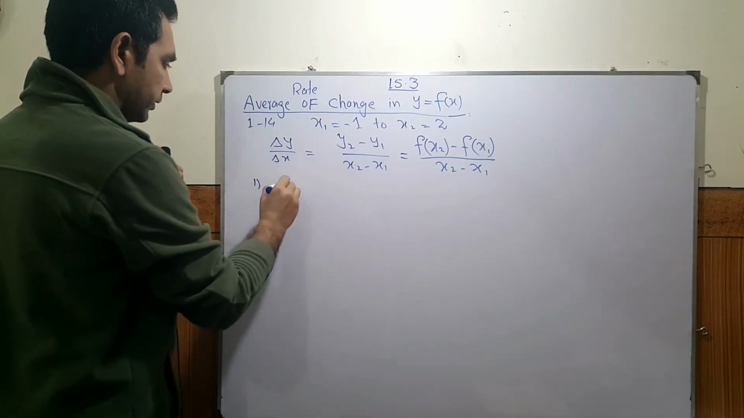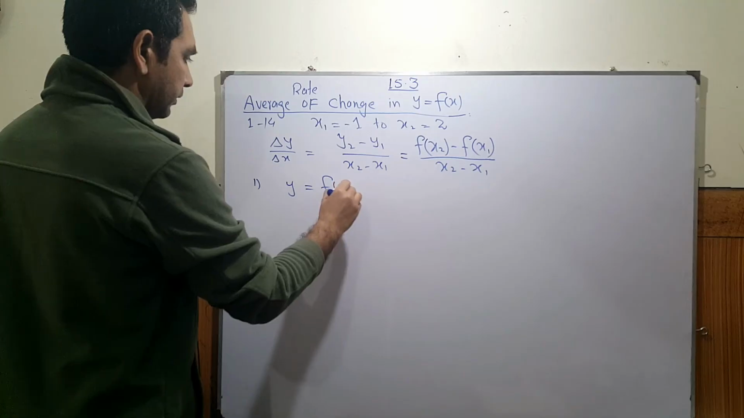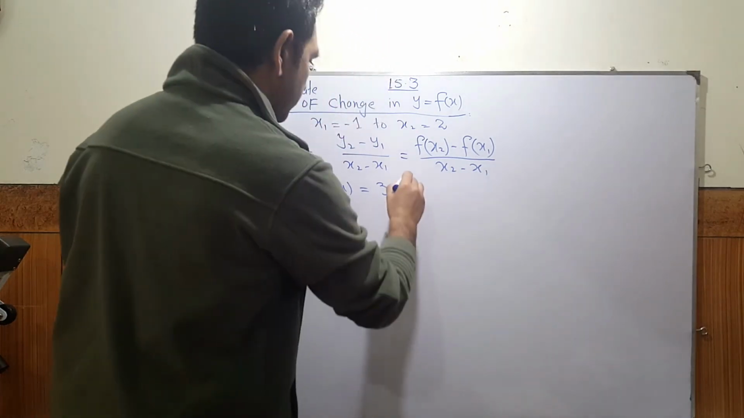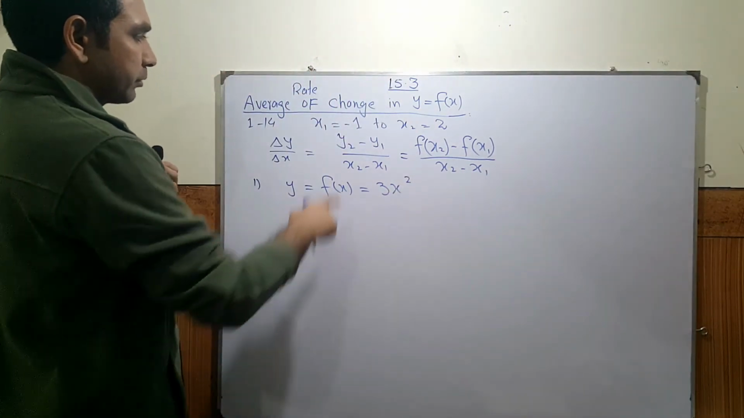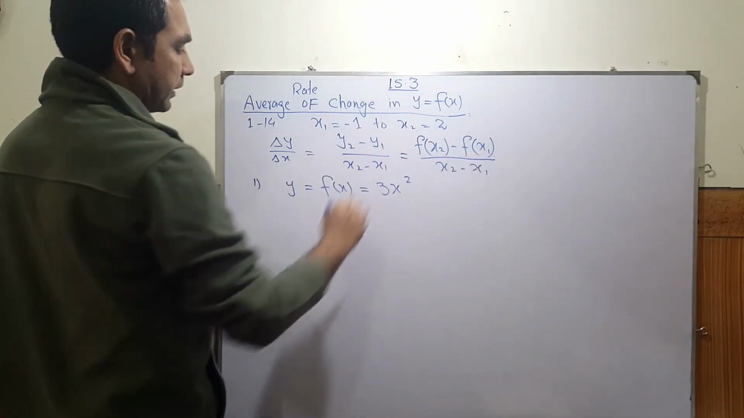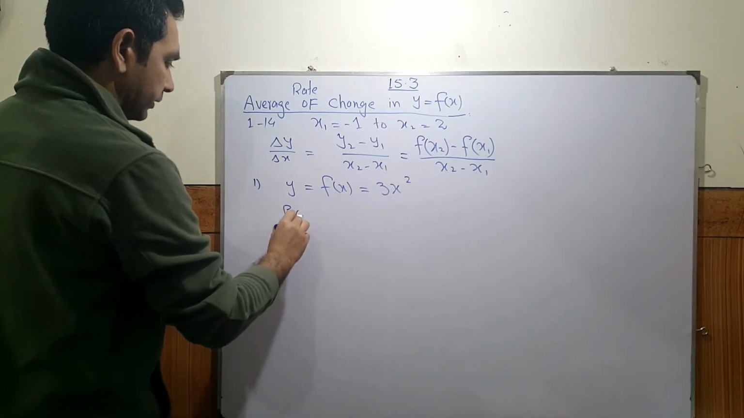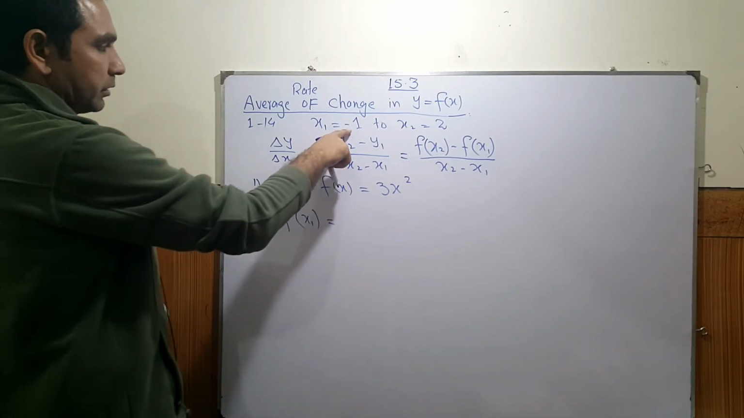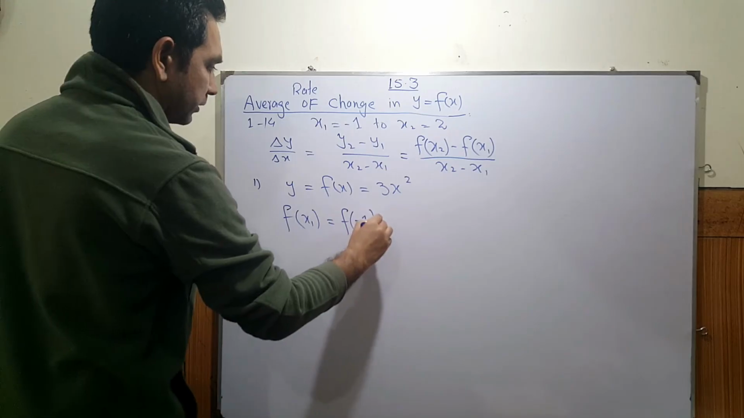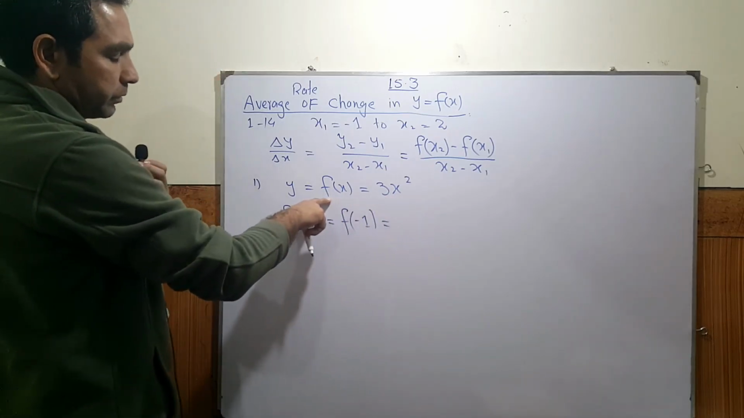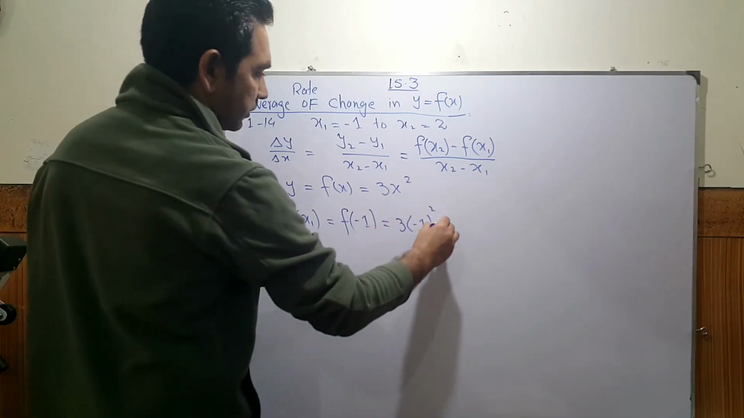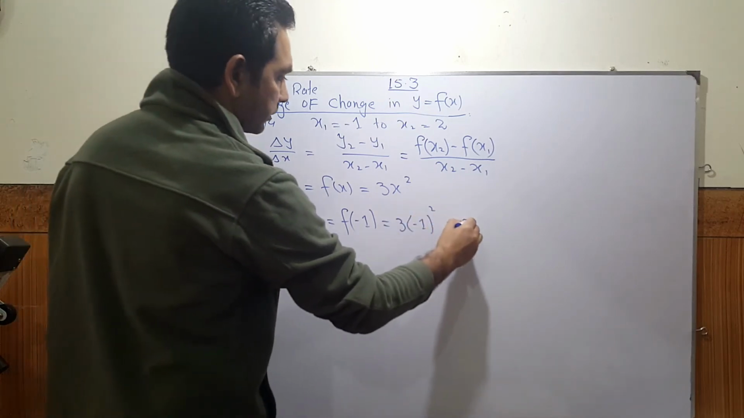So the first one is given as y equals f of x, and f of x is given by 3x squared. We are given x1 and x2, and we have to find f of x2 and f of x1. To find f of x1, x1 is minus 1, so in the function we just replace x by minus 1. So 3 times minus 1 whole squared, and the square of minus 1 gives you 1, so that gives us 3.